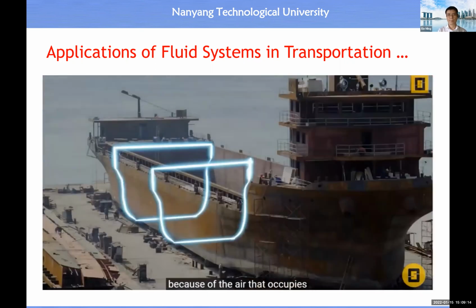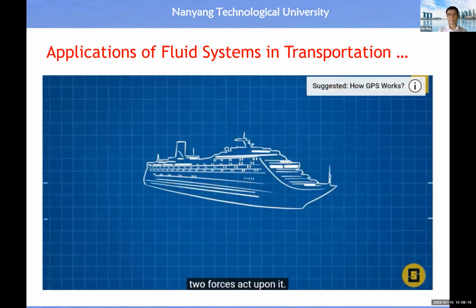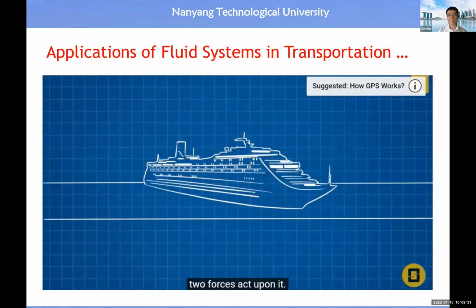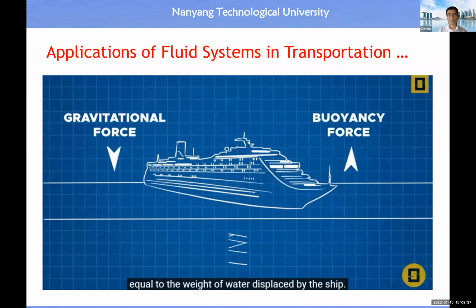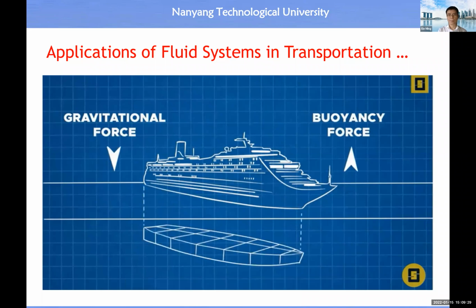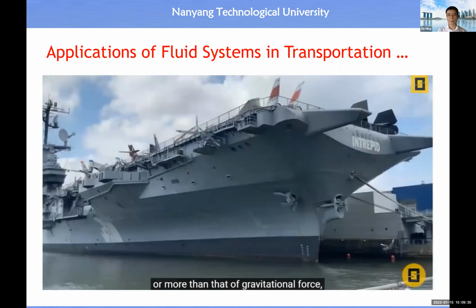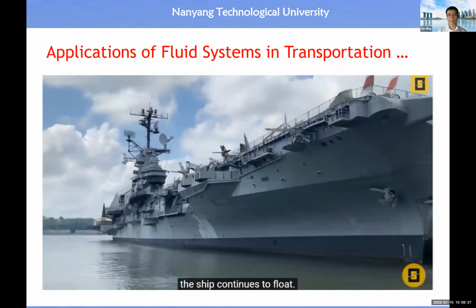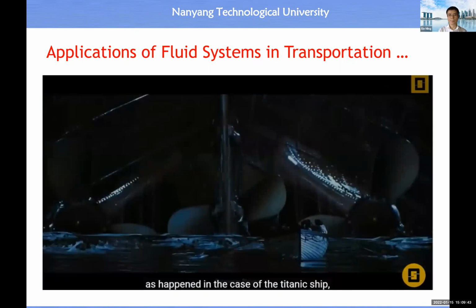When this ship is in water, two forces act upon it. The first one is the gravitational force due to the ship's own weight, and the other one is the upward buoyancy force equal to the weight of water displaced by the ship. When the buoyant force is equal to or more than the gravitational force, the ship continues to float. When the gravitational force exceeds it, due to events like inflow of water into the compartment, as happened in the case of the Titanic, the gravitational force exceeds the buoyant force and the ship starts sinking.